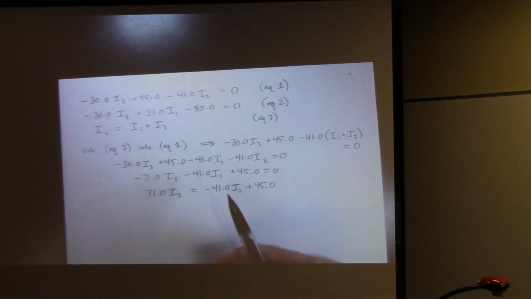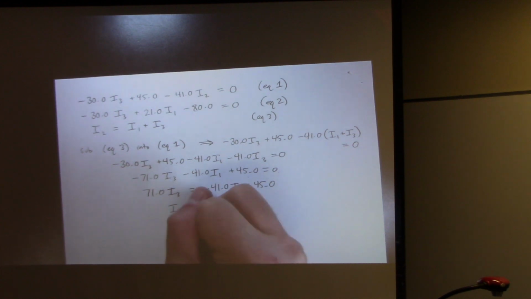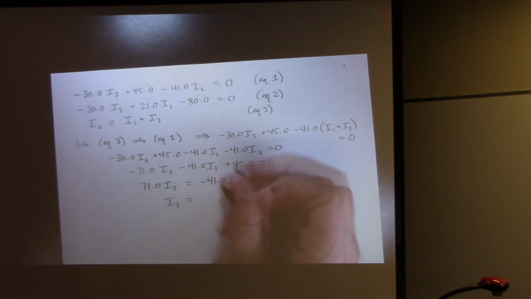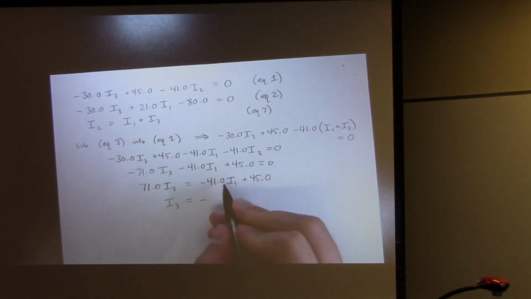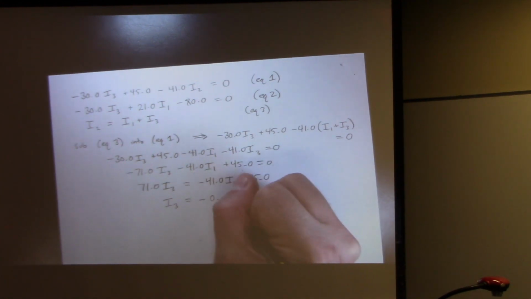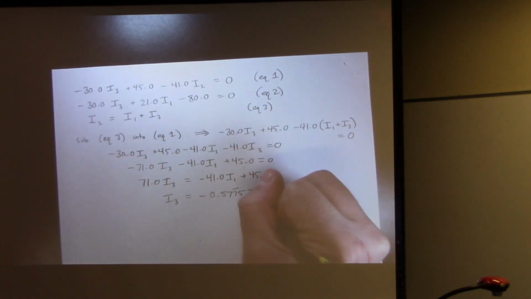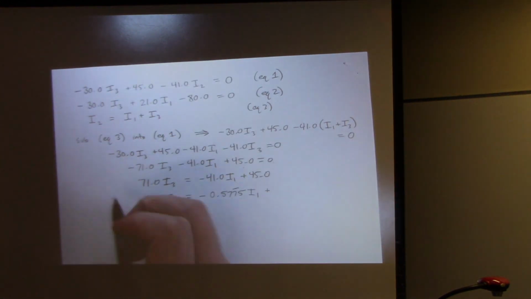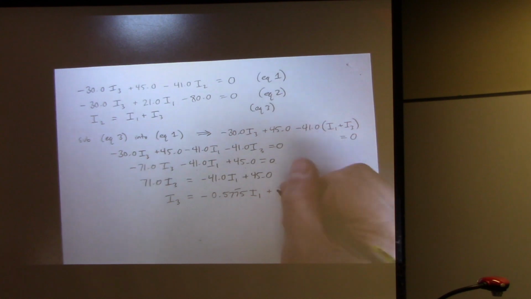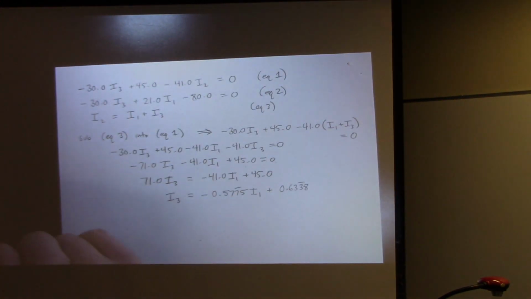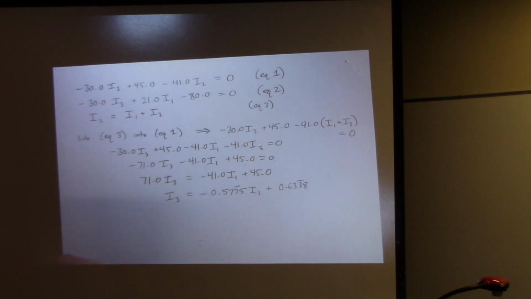Okay, so the last thing we need to do to solve for I3 and then be able to substitute it out somewhere down the line is divide out 71. So you're going to have, as your first term, minus 41 over 71, which as a decimal is 0.5775, with 3 sig figs, times I1. And our second term is 45 over 71 positive, which as a decimal is 0.6338. And there you have it. By the way, I'm leaving off the units because it's just going to get too messy, but we know it's going to work out in amps at the end.